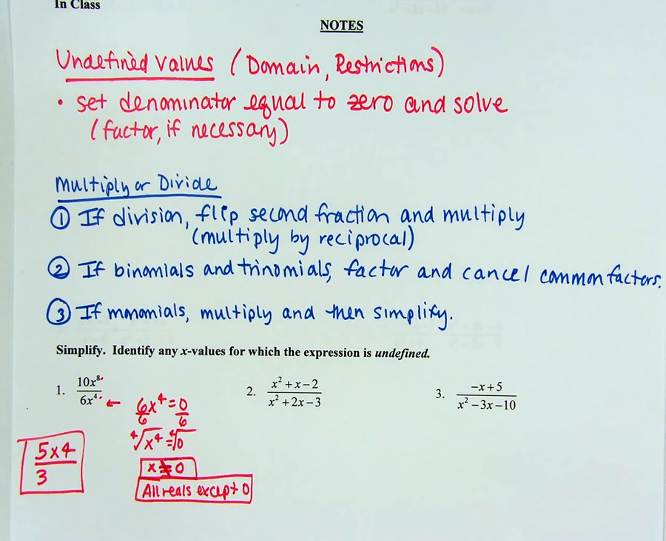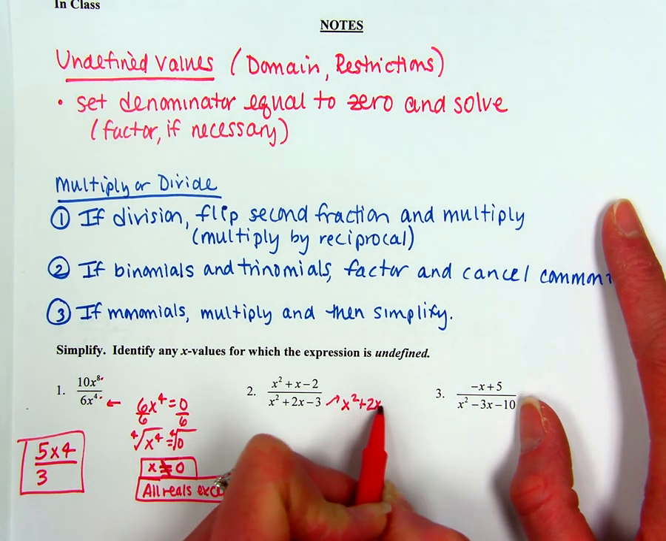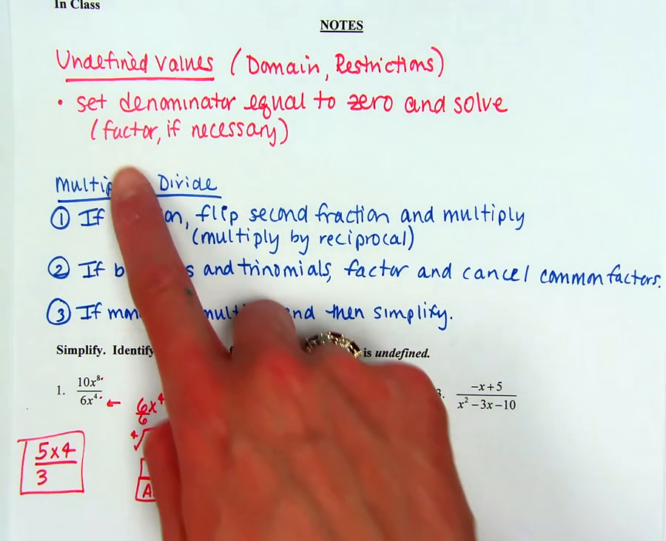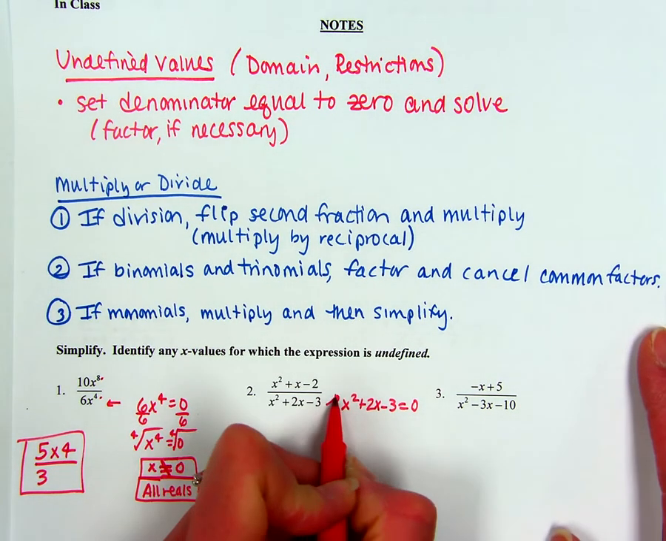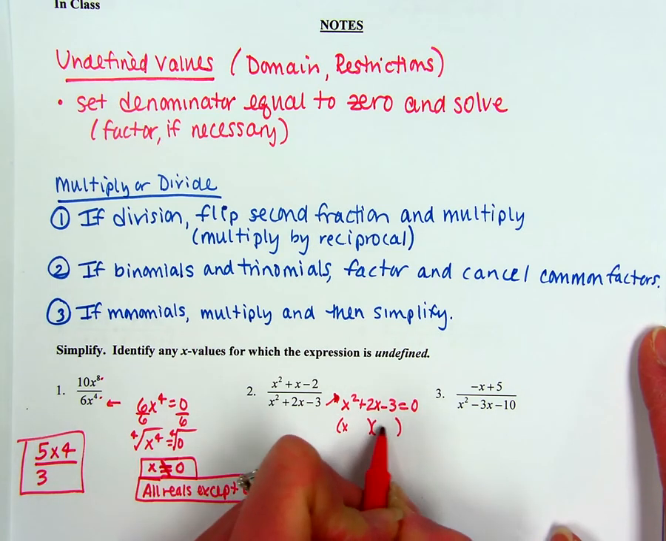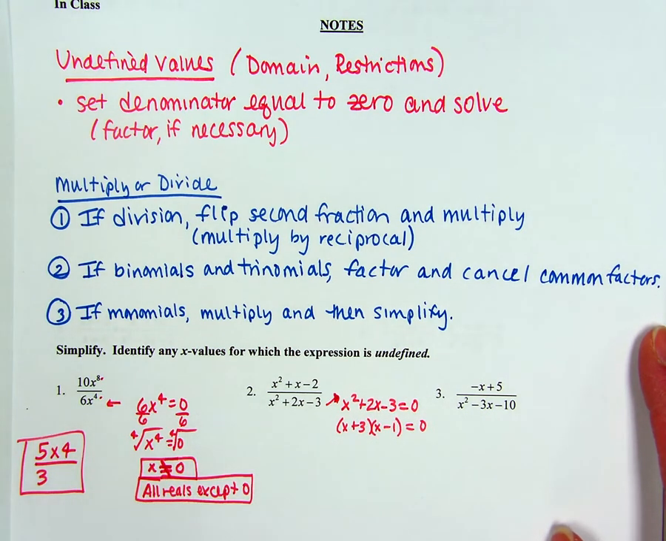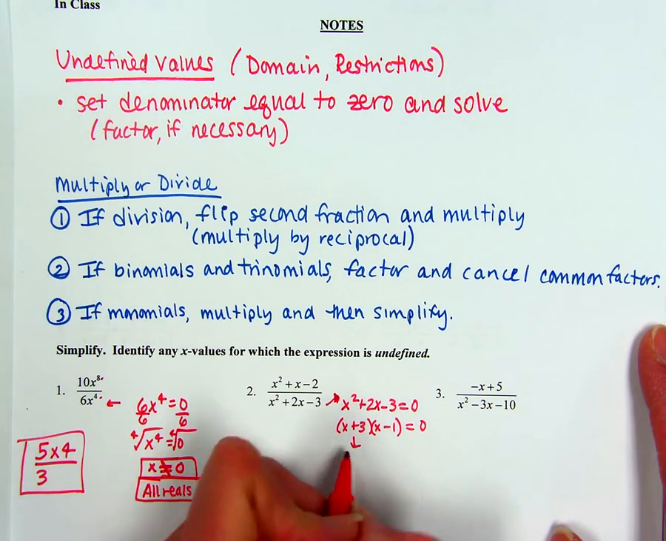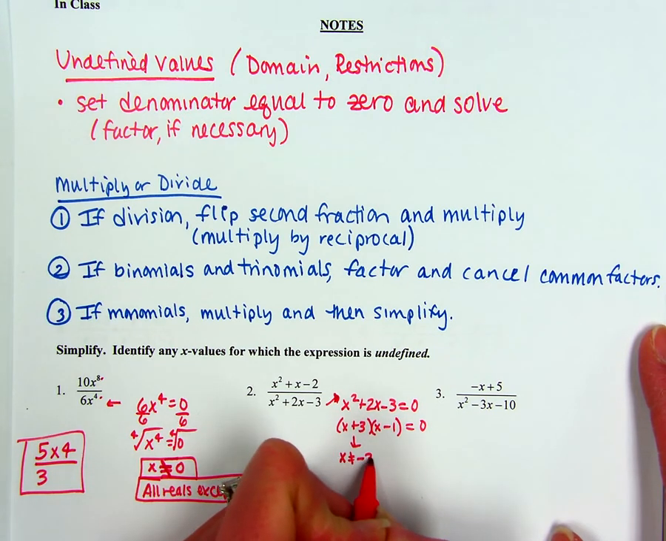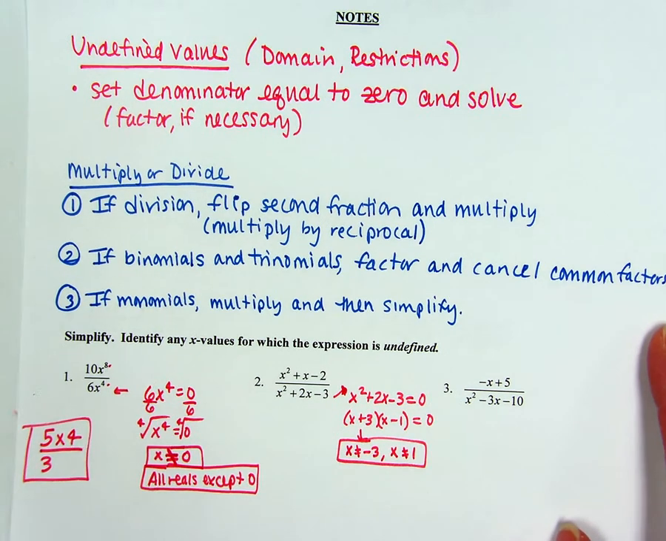All right, problem number 2, we're going to simplify and identify anything where it's undefined. Okay, so I'm going to look at my denominator. x squared plus 2x minus 3 equals 0. In this case, we do need to factor. So I want to know what are 2 numbers that multiply to negative 3 that add to positive 2. So I'm going to say plus 3 and minus 1. And then remember that you take the opposite. So x cannot equal negative 3 and x cannot equal 1. Okay, so that's my undefined part.